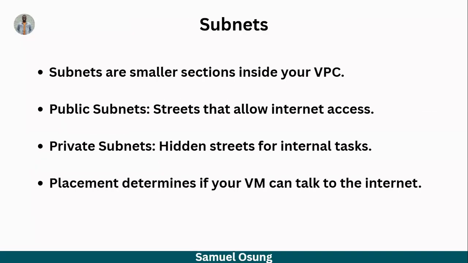Now, inside that VPC, there are smaller sections called subnets. Remember we use neighborhood as network. Now, think of subnets as streets inside that neighborhood. Some streets will allow access to the internet. Some are private and hidden. So, subnets are smaller sections inside your VPC. Basically, we have two types of subnets. We have the public subnet and we also have the private subnet.